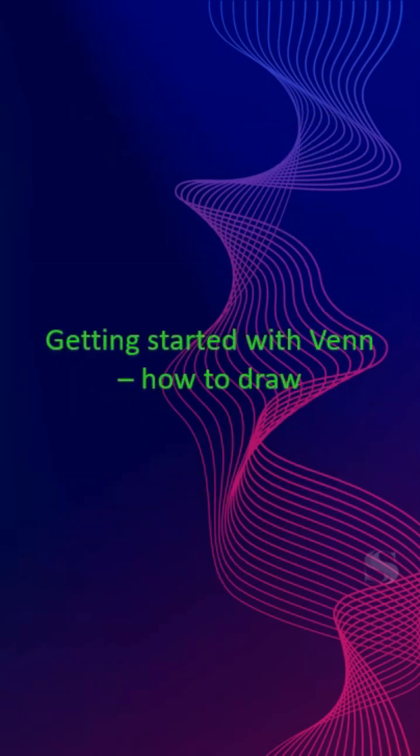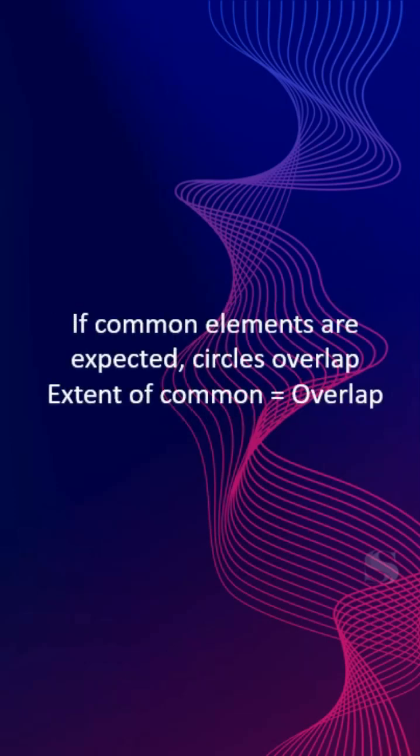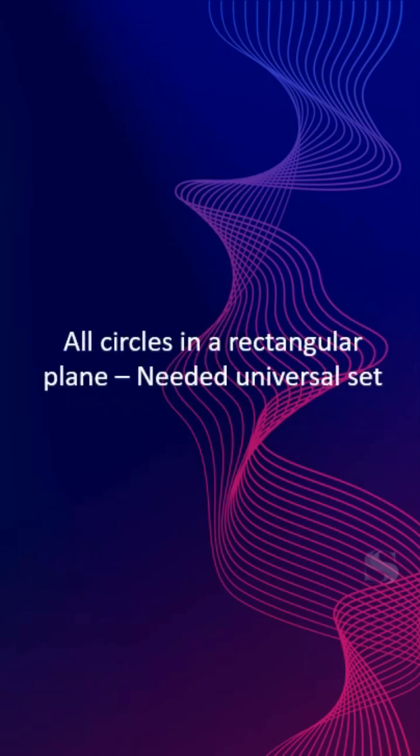Let us get started with how Venn diagrams are drawn. Each set is a circle, and whatever is within the circumference is in the set. Relative size of circles shows the relative number of elements. This is obvious. If common elements are expected among the sets, the circles overlap. The overlapped parts of circles kind of house the common elements, and the extent of common is the extent of overlap. All the circles are embedded in a rectangular plane, the much-needed universal set. The boundary of the rectangle defines what is in the universal set.